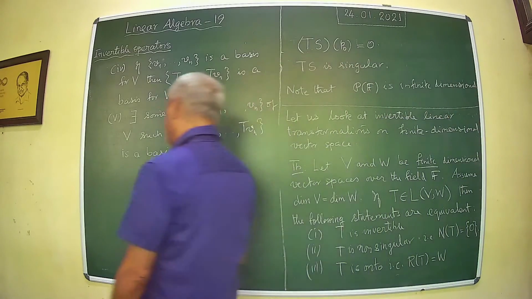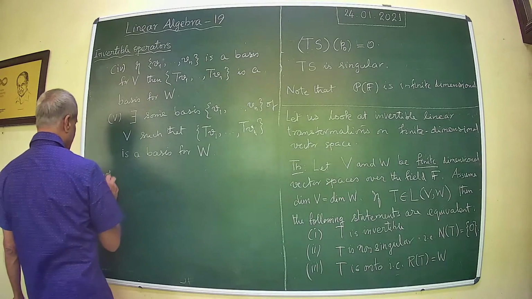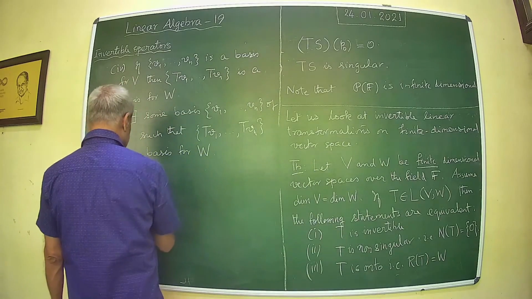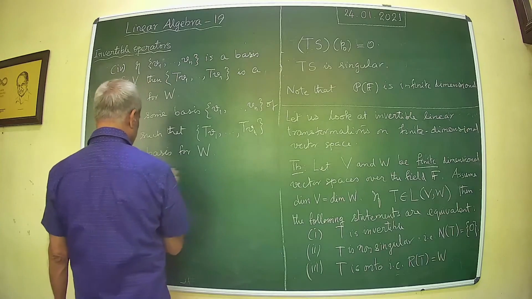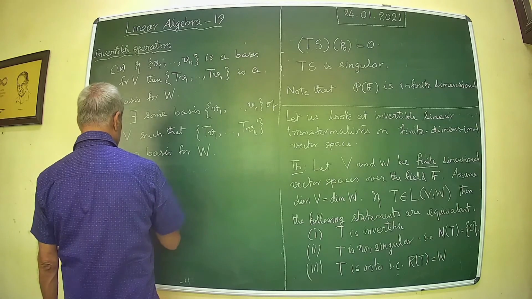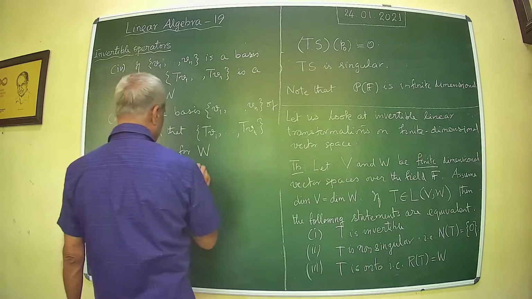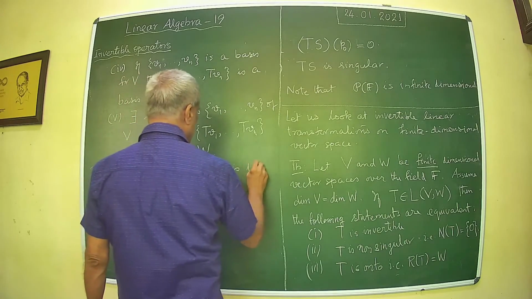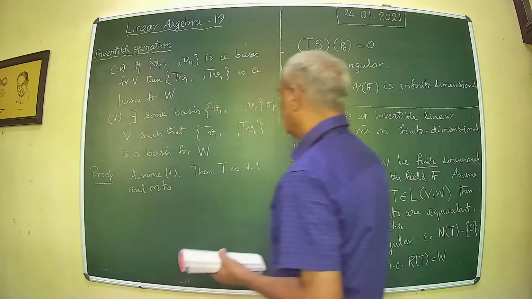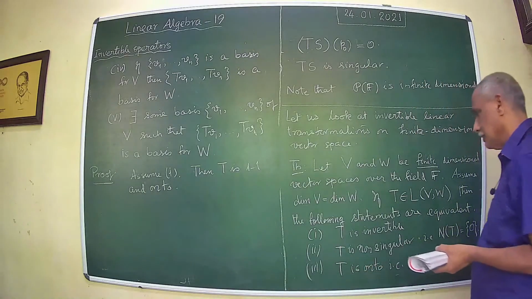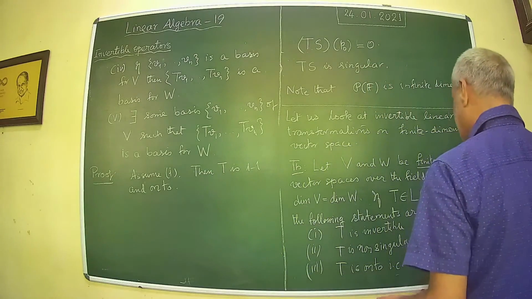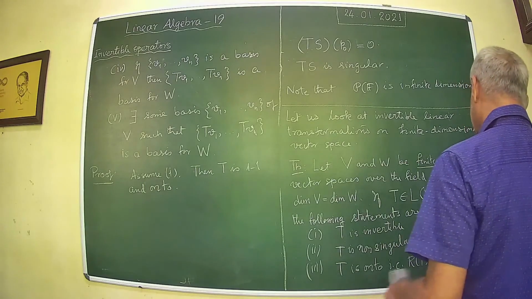So prove: if you assume 1, T is 1 to 1 and onto. Therefore T inverse exists and T inverse is linear. All those things we have proved. Since T is linear, T inverse is linear. Therefore T is invertible. Now we want to show that T is non-singular.